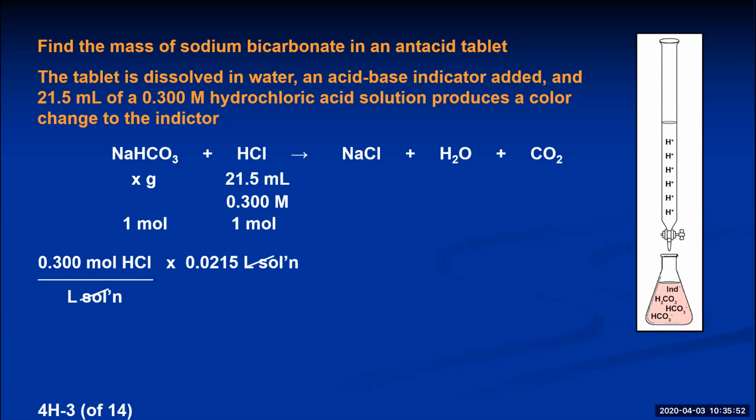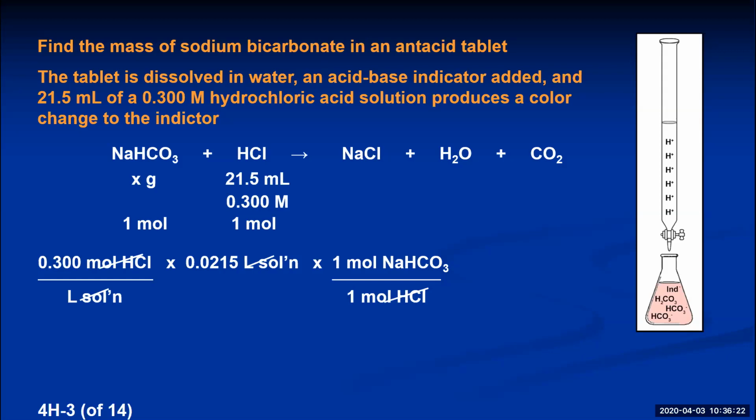Once you've calculated moles of one of the reactants or products, now you can use the mole-to-mole ratio in the balanced equation to convert from one substance to another. So in this chemical reaction, 1 mole of HCl reacts with 1 mole of sodium bicarbonate, so I'm going to multiply it by that ratio, written appropriately so that I can cancel out the moles of HCl, and now I know how many moles of sodium bicarbonate must have reacted with it. This is therefore how many moles of sodium bicarbonate must have been in the antacid tablet.